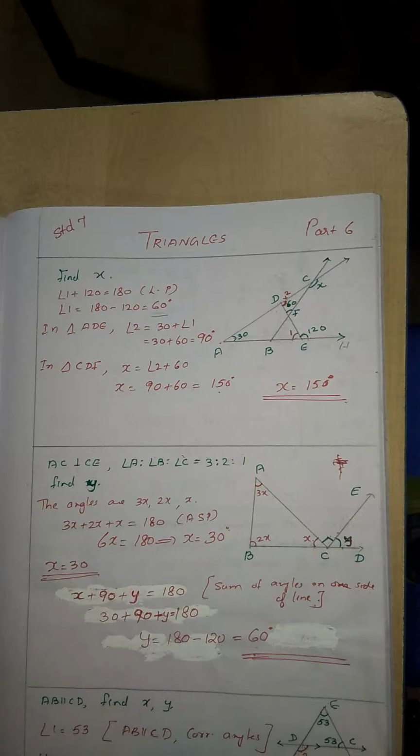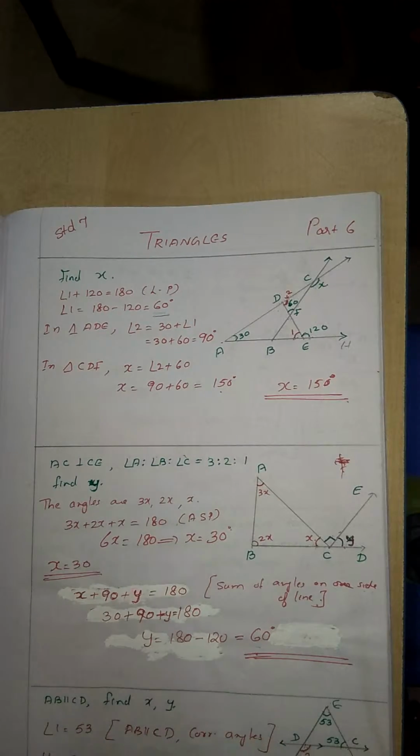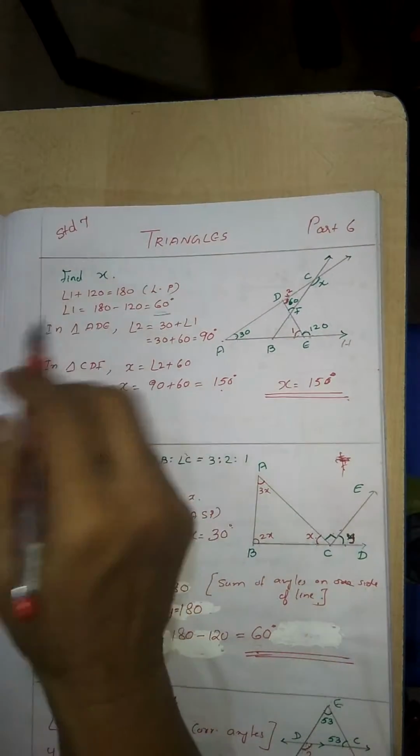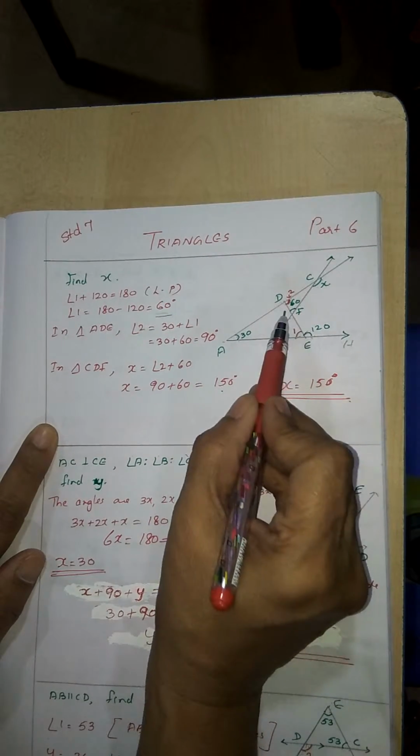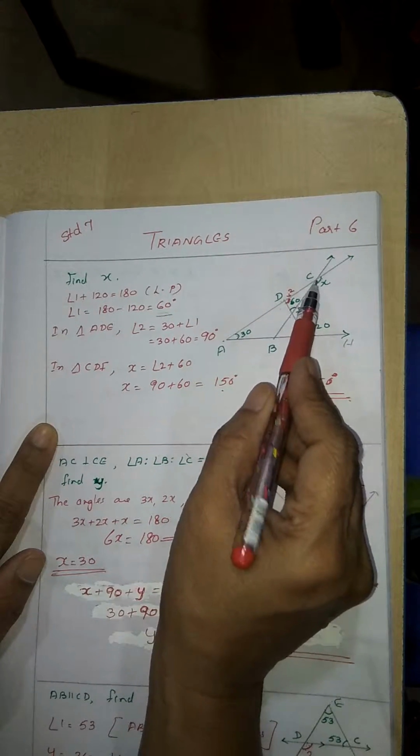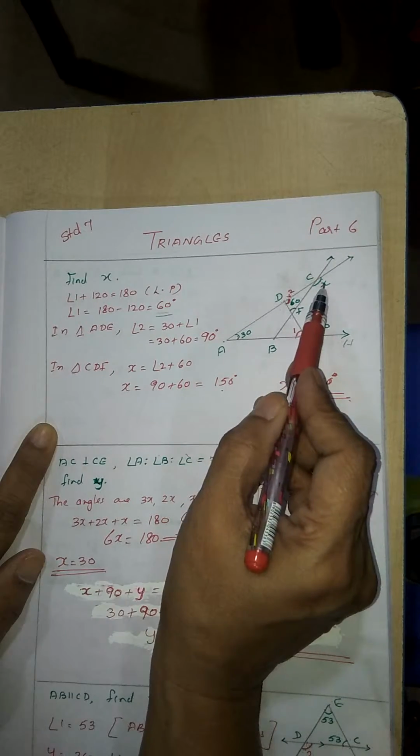The chapter's triangles for standard 7. Here in this figure we have to find the value of x. It is given this angle is 120 and this angle DFC is 60 degrees. Now we have to find the value of x.